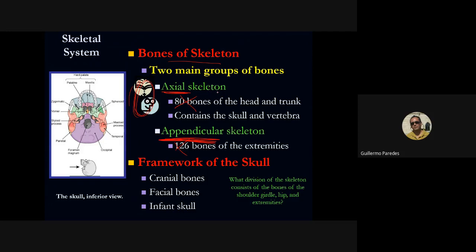So the axial skeleton is everything that is in the center of the body. The head, the skull, the trunk, all the vertebras, the pelvis, are going to be part of the axial skeleton. Everything that is in the center. Now, the appendicular skeleton, very easy. Appendicular is like the appendix, right? Hanging somewhere. These are actually the upper and the lower extremities. You okay with that? So what are the two main groups of bones? You must know that. Axial and appendicular.